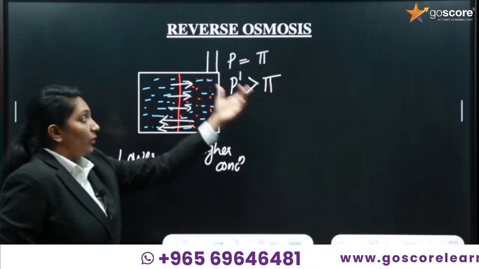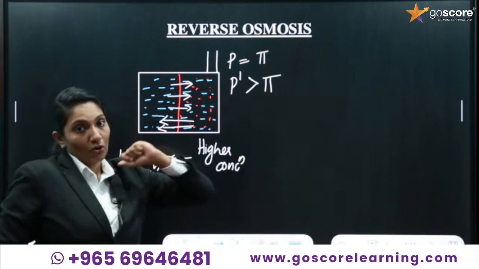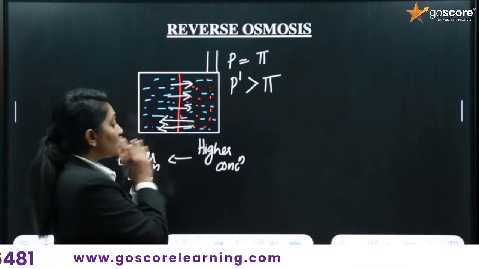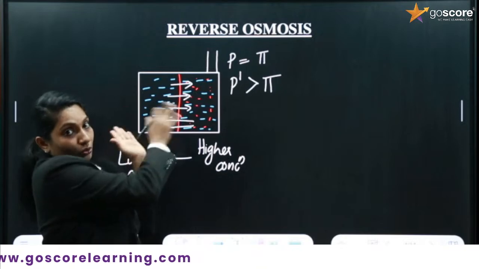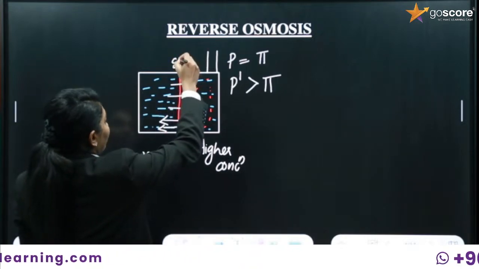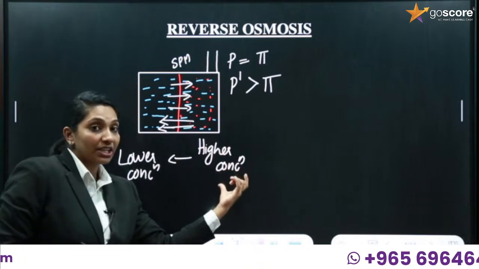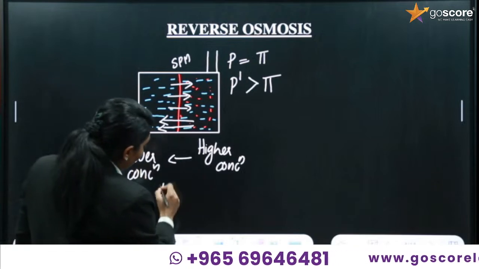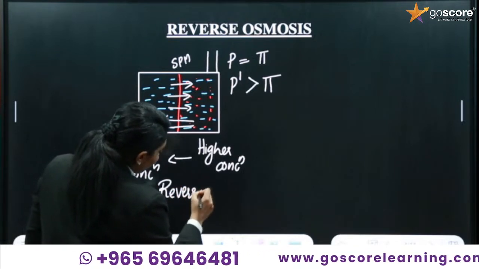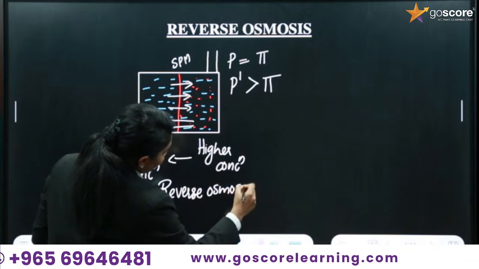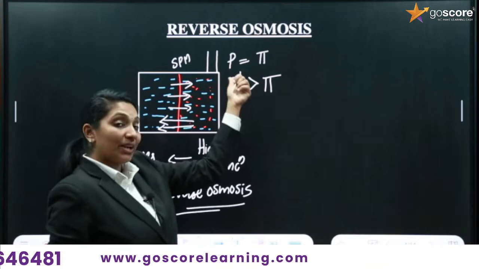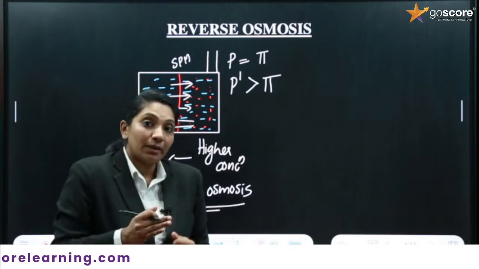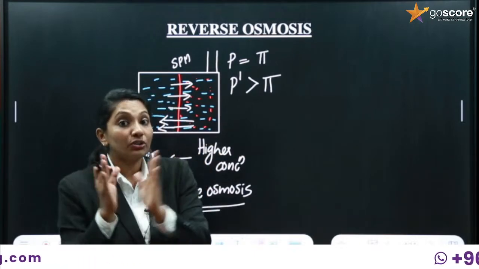When you apply a pressure greater than the osmotic pressure, the solvent will move in the opposite direction of osmosis. That is, from the solution to the solvent through the semi-permeable membrane, or from higher concentration to lower concentration through the semi-permeable membrane. This is what we call reverse osmosis, because here the pressure we are applying is greater than the osmotic pressure. That is, the pressure applied is greater than the pressure required to stop the flow.